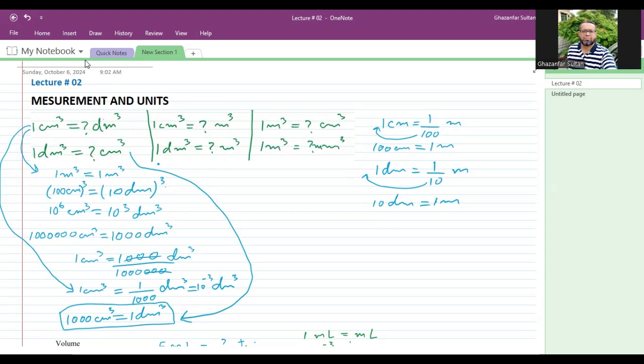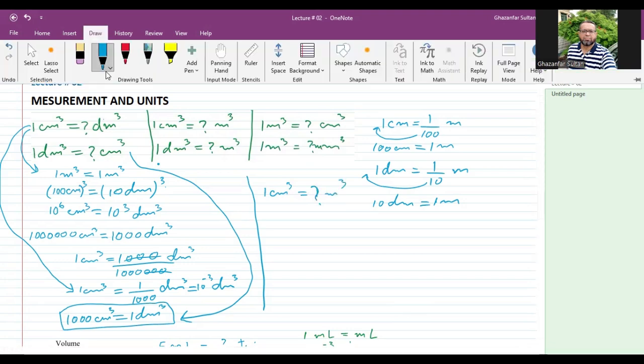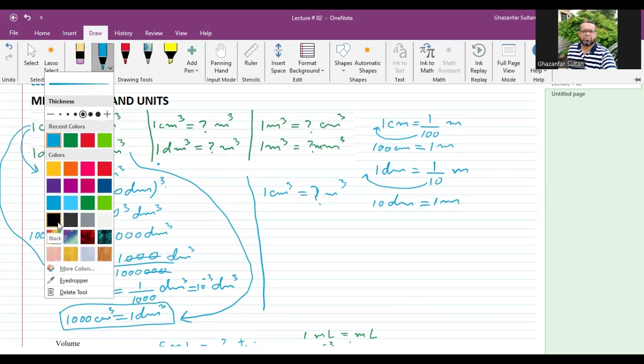Now we will see other relationships as well. So here you can see, 1 centimeter cube is equal to how many meter cube? Okay. So what can we do here?